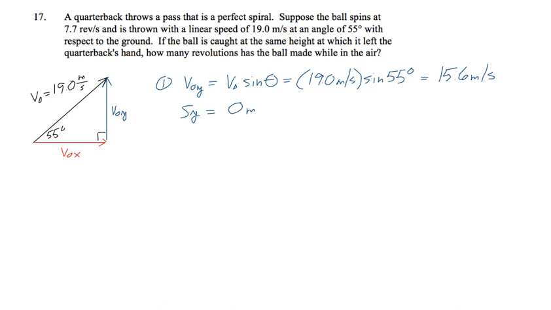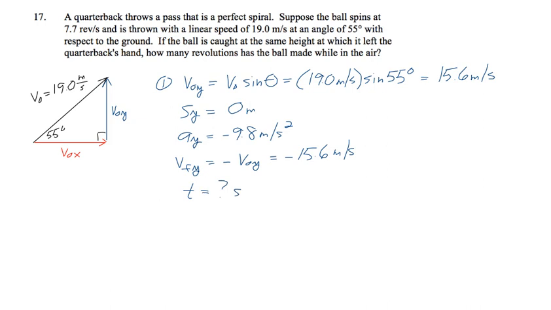What other facts do we know vertically? AY. So AY is negative 9.8 meters per second squared. And actually, we know VFY. VFY is going to be the negative of VOY, because if it has a velocity of whatever this is on the way up, then on the way down it's going to have the same magnitude but opposite direction. So VFY would be negative 15.6 meters per second. And then we're solving for time.